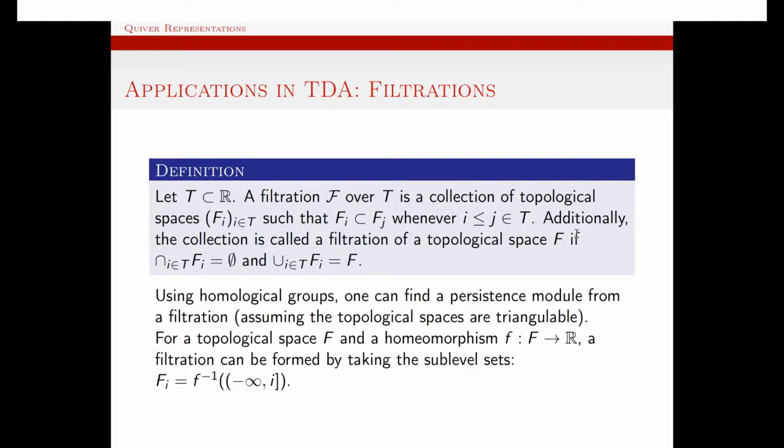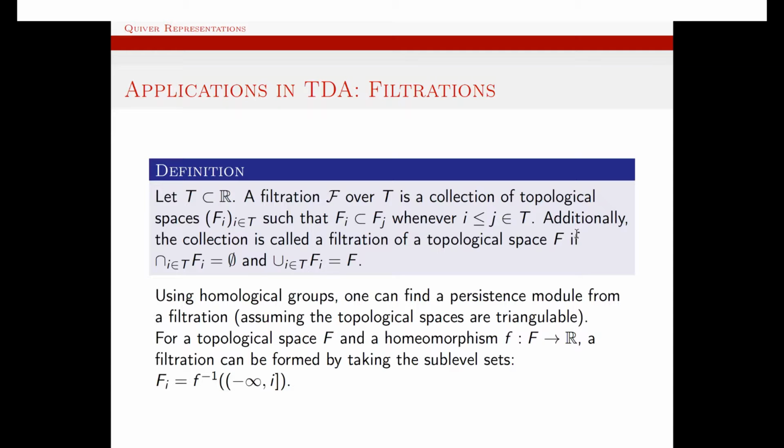So what we can use are something called homology groups to determine a persistence module from an arbitrary filtration, assuming that the topological spaces are triangulable. And so our ultimate goal in this is, if we have a topological space and a homeomorphism from F to the real numbers, then we can form a filtration by taking the sublevel sets, which are just the inverse images of everything below a certain point. And our goal is just to determine, using persistence theory, what the structure of these sublevel sets is.